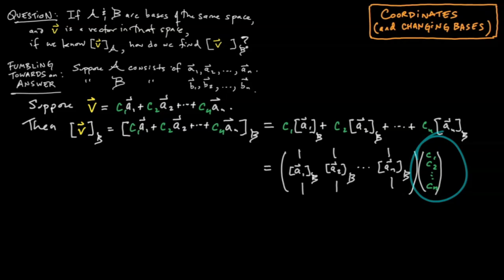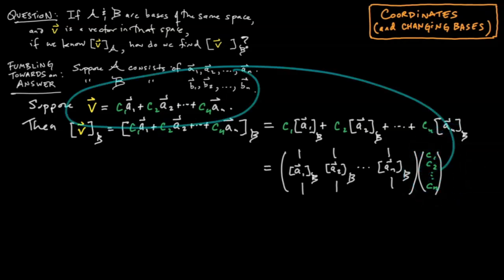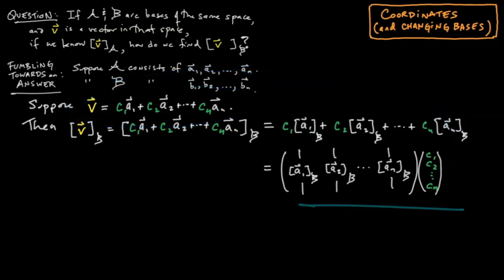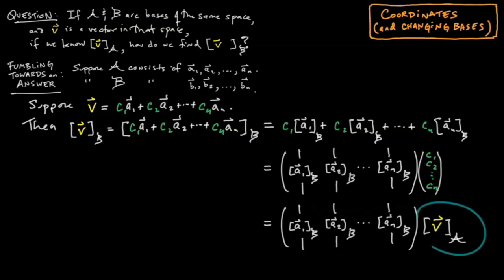But let's think about that vector. We know what that vector is. The entries in that vector are V's A coordinates. So that means we could rewrite this stuff as this same matrix times this vector, the vector of V's A coordinates. So now I've shown that V's B coordinates are given by a certain matrix times V's A coordinates.